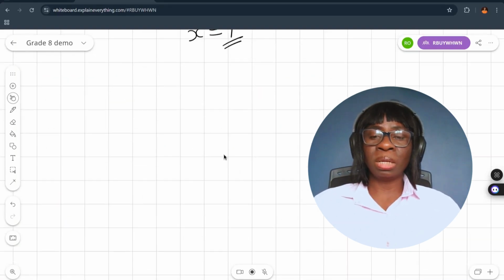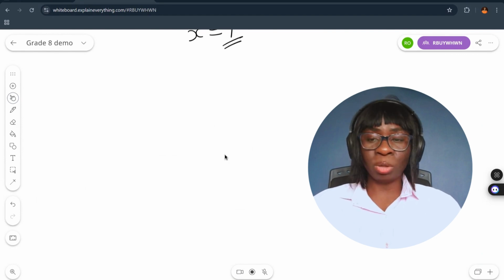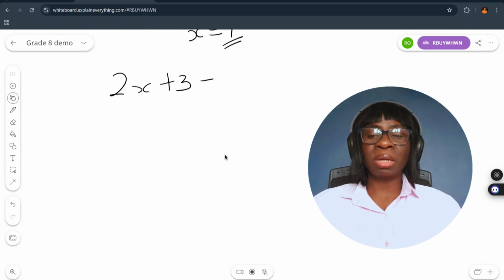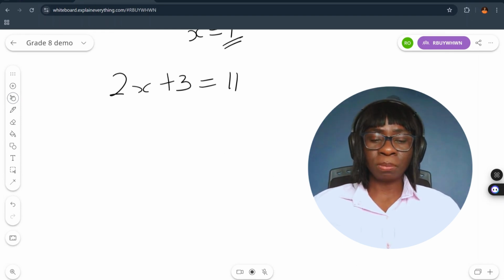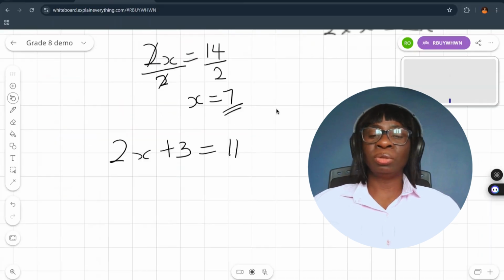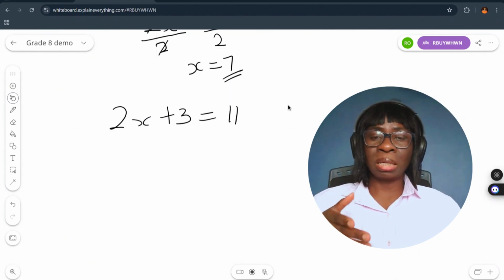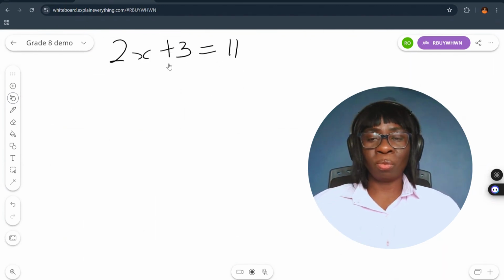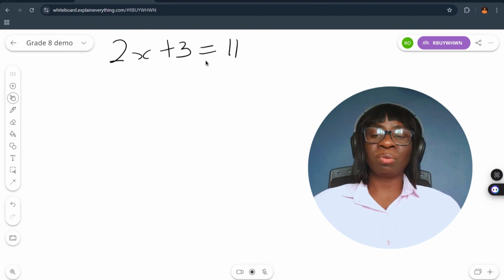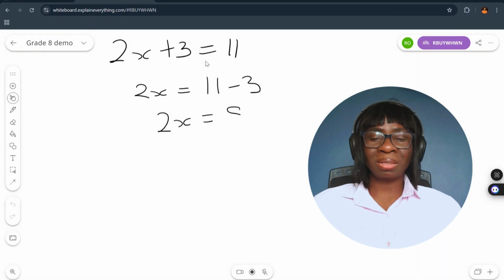What two-step equation means is that we are going to perform an operation on it two times. You realize that the first one we did, we only performed one operation on it. We did it once, and that was all. So now we have plus 3 here, which means we have to subtract 3 from both sides, so that 2x is equal to 11 minus 3. So we have 2x equal to what? 11 minus 3. 8, correct.